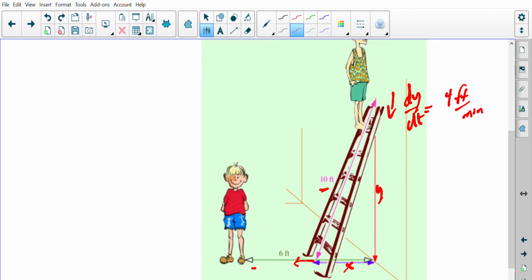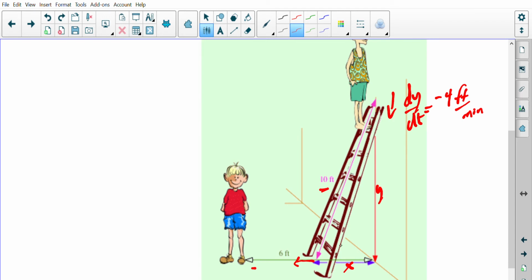Now, the one thing you've got to watch for, and I mentioned it on the last slide, is you've got to pay attention to positives and negatives. The rate of change in y with respect to time. Here's y. What's going to happen to y as this ladder slides down the wall? It's going to get smaller, which means y is a negative rate of change because that quantity is decreasing.